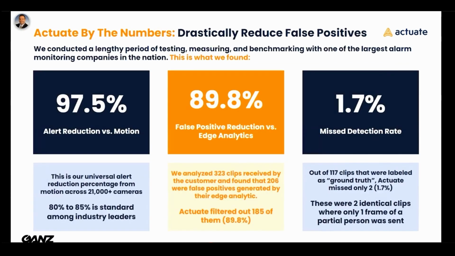So this is basically Actuate by the numbers. We reduce overall alerts versus not using any AI by over 97%. When compared to edge analytics, like cameras with built-in AI, we reduce false positives by almost 90%. And all this with only a 1.7% misdetection rate.